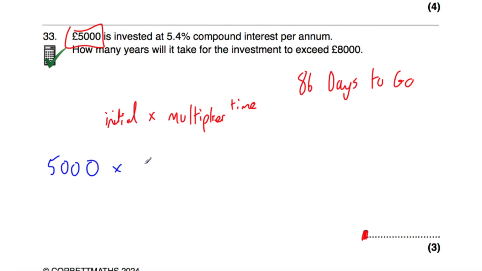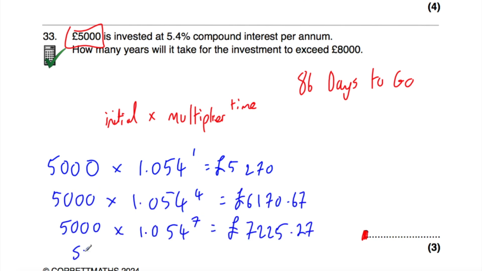And let's just see how much it'd be worth after 1 year. So the multiplier, if we go up by 5.4%, that'll be 1.054. That's going to be the multiplier for a 5.4% increase. And then to the power of time, let's just try for 1 year and see what we get. So 5,000 multiplied by 1.054 to the power of 1 is equal to £5,270. Now we want 8,000, so we're going to need more years here.